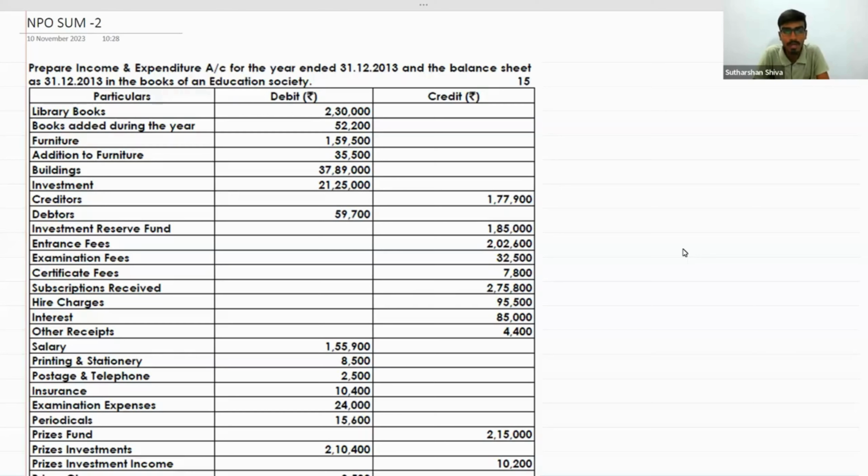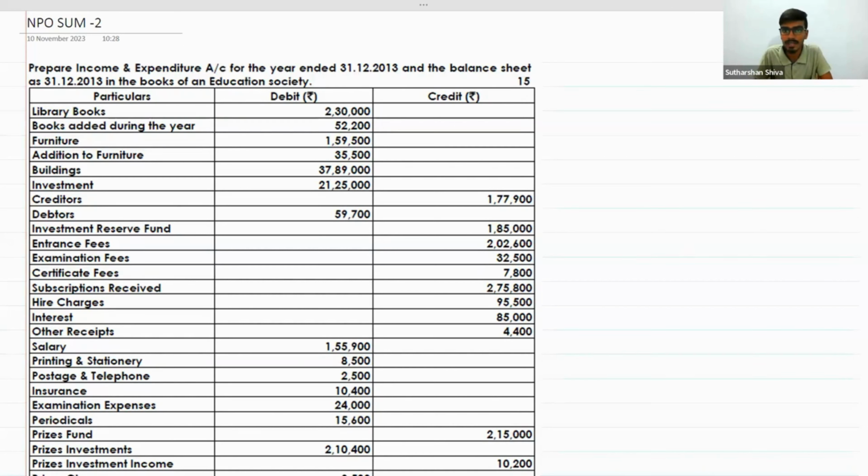Hello guys, welcome back to another new session on the NPO. We are going to do our second problem, and this will be a direct problem, that is from income, and they have given some records, and from that we are going to prepare the income and expenditure account and balance sheet as follows. Okay, in this question they have given, we'll try to read out the question first.